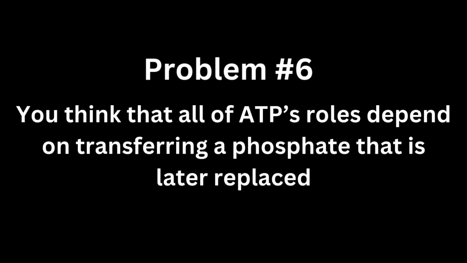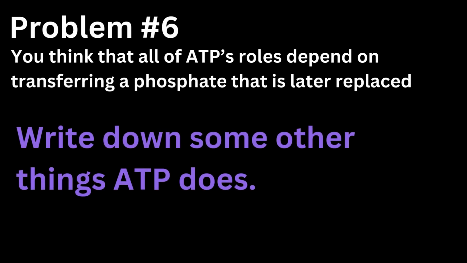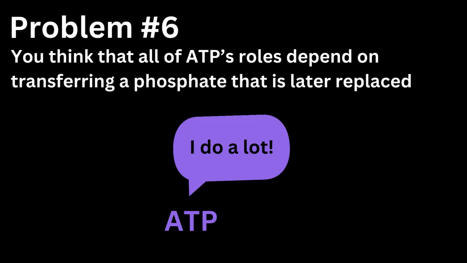Problem number 6. You think that all of ATP's roles depend on transferring phosphate that is later replaced. ATP doesn't just make unfavorable reactions happen. Pause and try to write down some of the other things that ATP does. To name a couple, it also transfers phosphate groups to proteins to slightly change their shape, which can activate or inactivate them. Sometimes it doesn't transfer phosphate at all. For instance, it undergoes hydrolysis to power ion pumps.